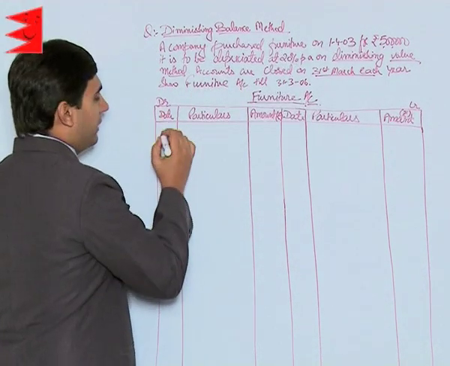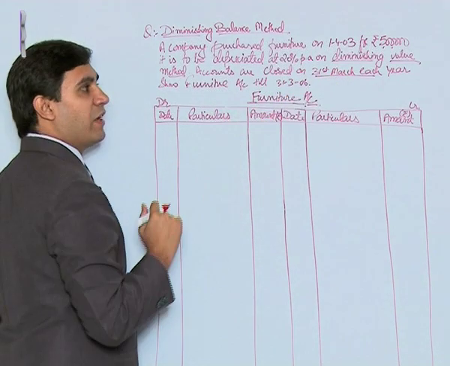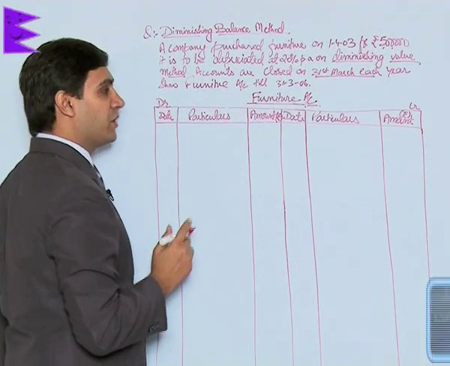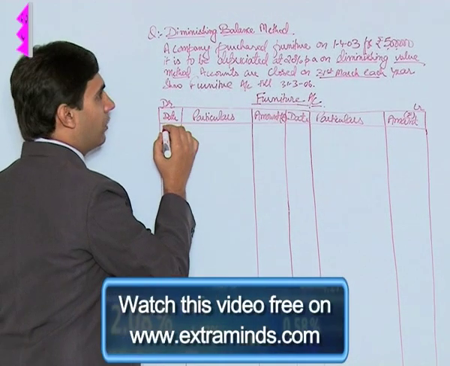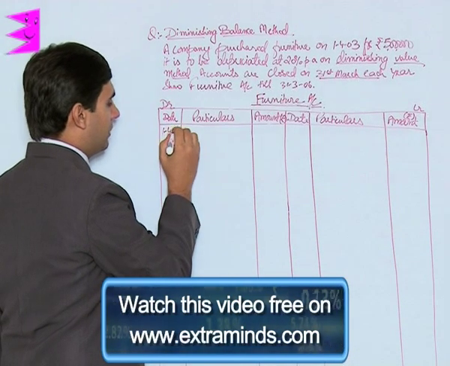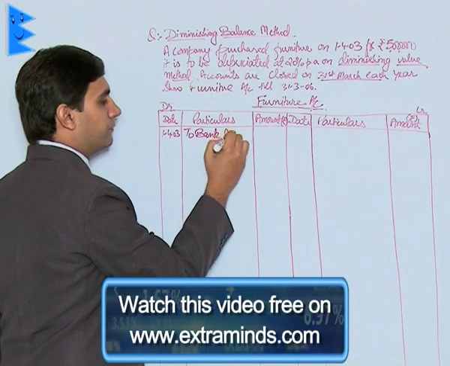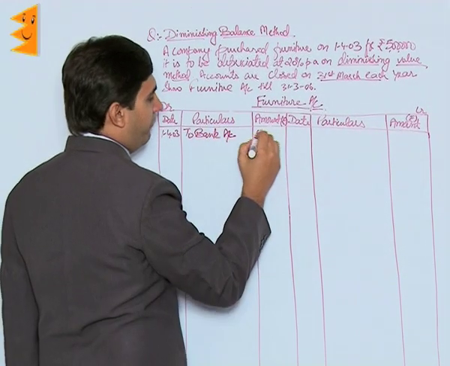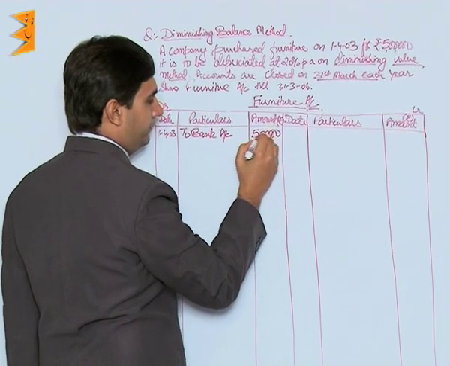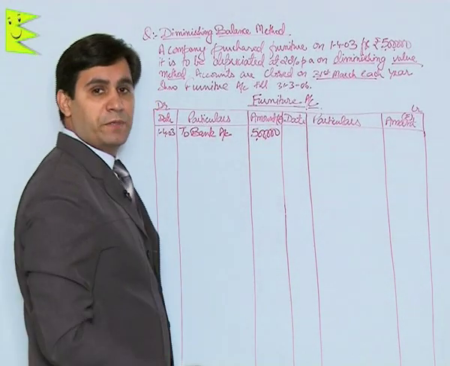Now let us start making the entries. Since we have purchased furniture, the entry would be furniture to bank. So in the account on 1st April 2003, it would be recorded as to bank account, rupees 5 lakh. There is no other purchase.